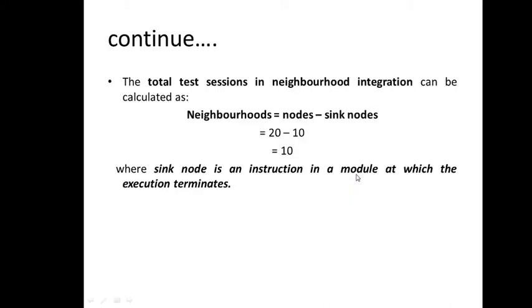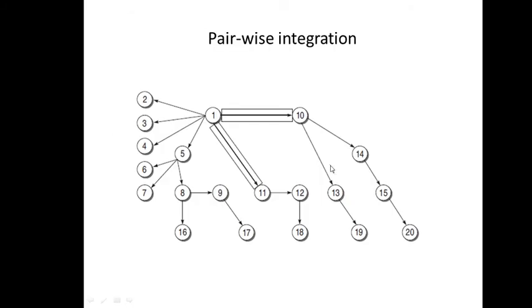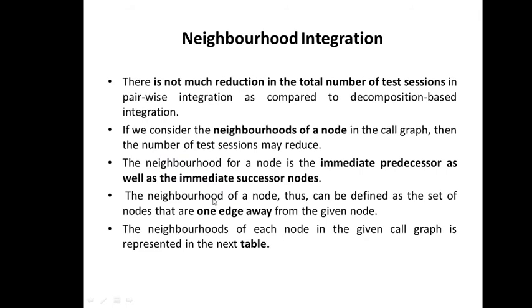Let's assume the graph is here. The neighborhood of node 1 will be these, who are directly connected to 1, right? These are the neighborhood. That includes both the predecessor as well as the successor nodes. The neighborhood of a node can thus be defined as a set of nodes that are one edge away from the given node. So we won't be considering all the edges, only those edges which are one step away, right?